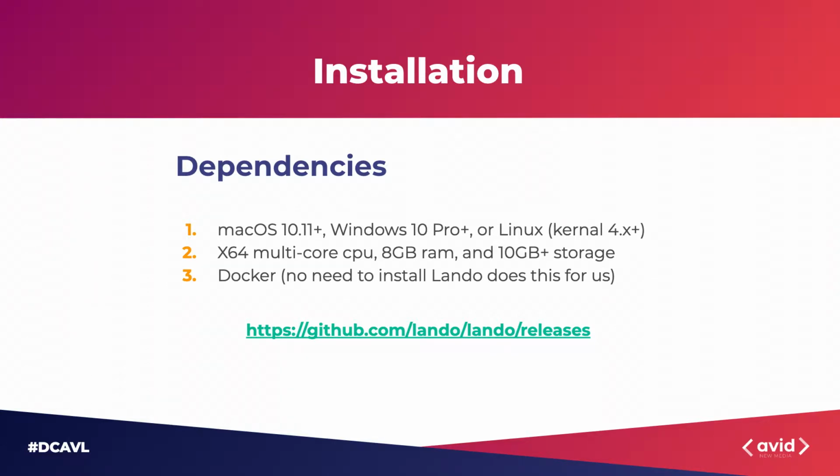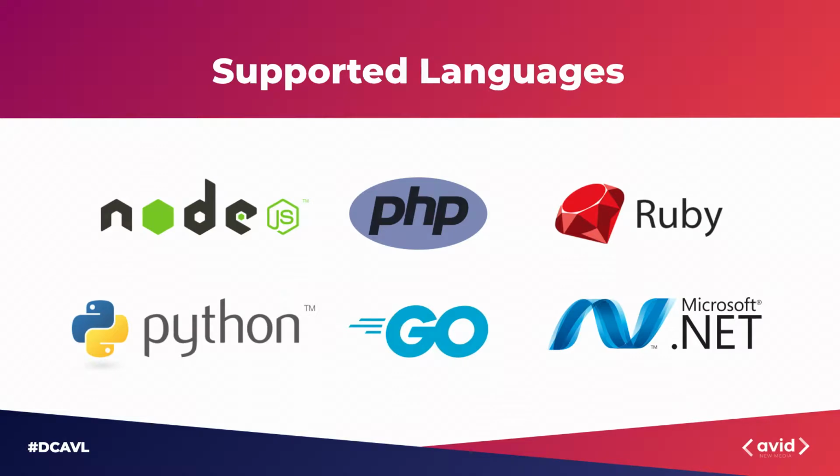You can start bloating the operating system's disk space really quickly. And then Docker. But there's no need to install Docker because Lando actually does that for us. It installs the proper version of Docker necessary for the version of Lando that you install. So it's really easy. There's a link here where you can download the latest release, which is what I'm using in all of the documentation you're going to see moving forward.